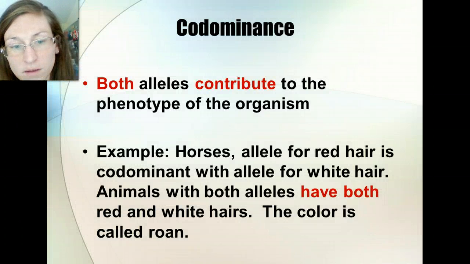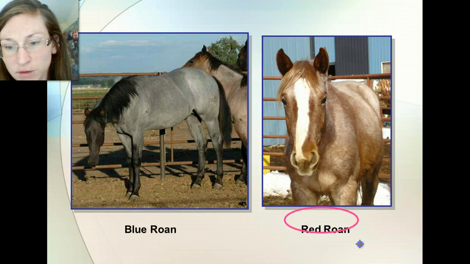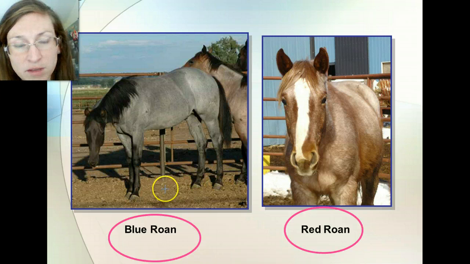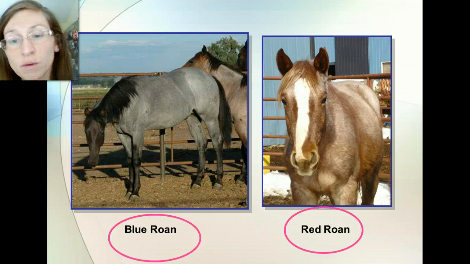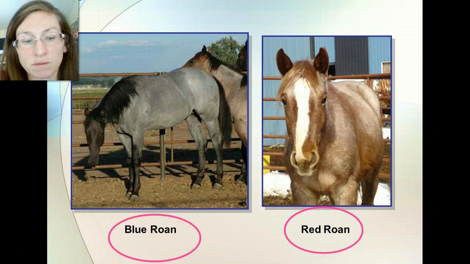And this is a picture here of... I was showing you a picture. Alright, there we go. This is a picture of the red roan horse. You can see the red and white in its fur, and there's also another version called a blue roan, and again you can see the bluish gray tint and the white in its hair. So it's codominant. You are seeing both color variations. It's not a mixture of the two, as we saw in incomplete dominance.